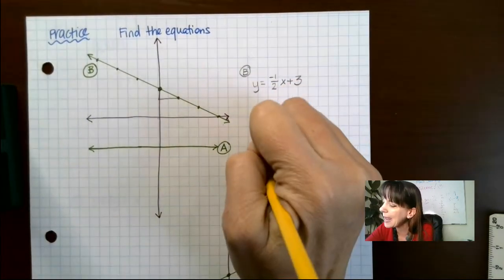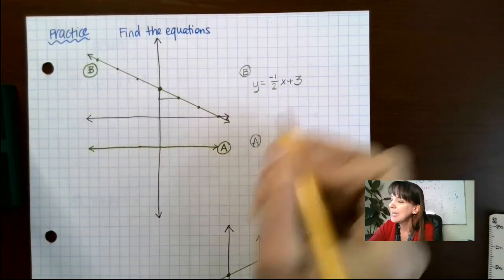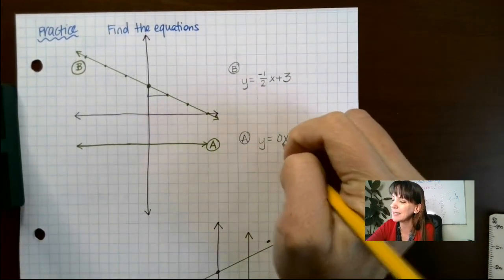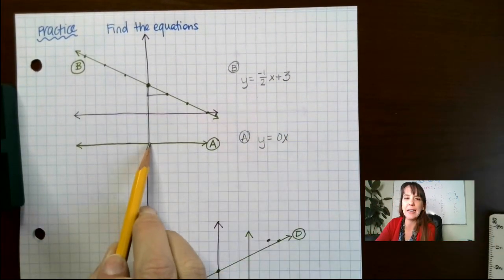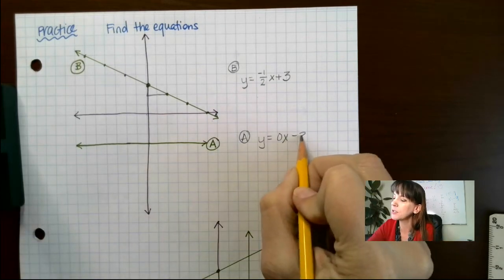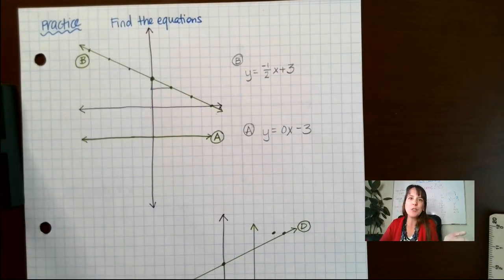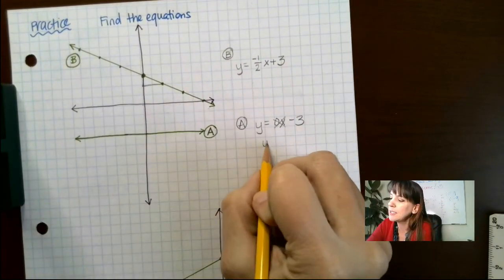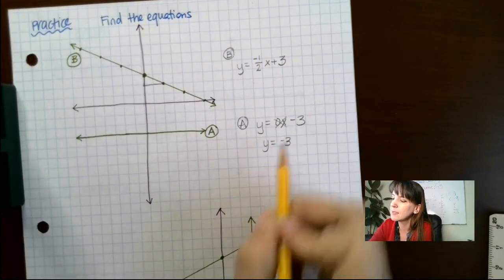Now the equation of A, this one is a little trickier. This has no slope to it, so it's 0x, and then it crosses at -3, so 0x minus 3. Guys, we can just write that easier. Get rid of that 0, because anything times 0 is 0, right? So just write that easier. Y equals -3, like this, okay?